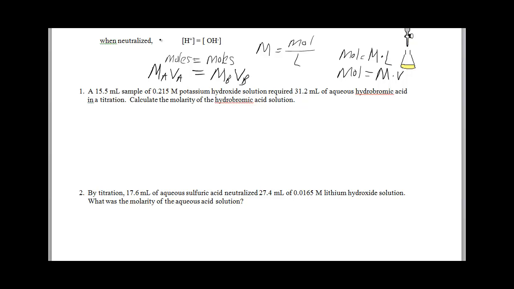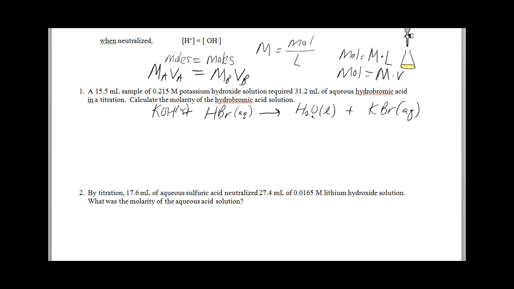Okay, so let's look at this. I still need to balance the equation because I need to see if this is a 1-to-1 ratio. So what do I know as I'm looking at this? I have potassium hydroxide mixed with hydrobromic acid. Both are solutions. What do I get? It's a neutralization, so I know I get water and potassium bromide.